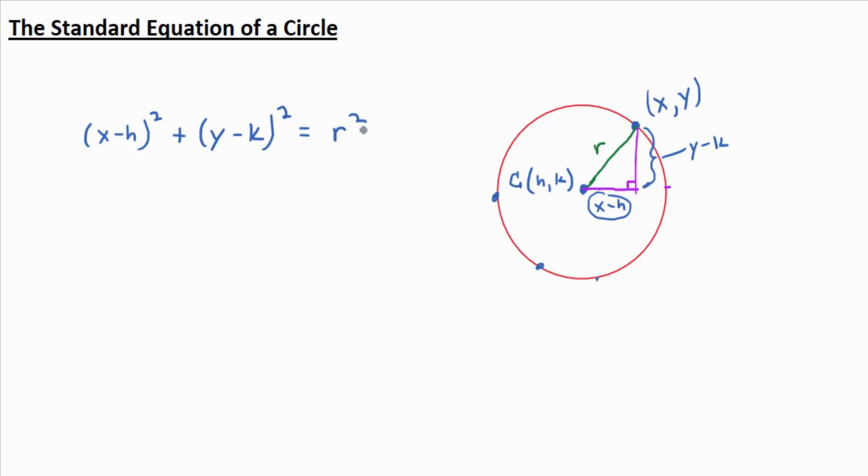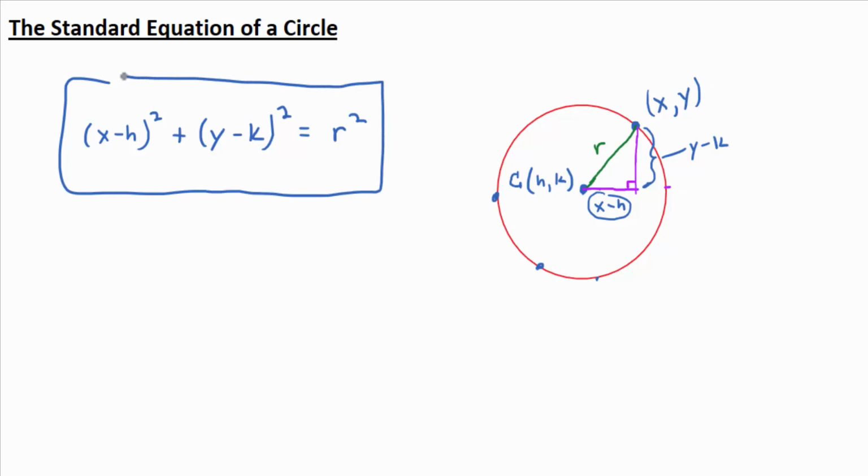Hey, well wait, h and k is fixed, r is fixed. We've got an equation with two variables, x and y. That's it, that must be the equation of a circle. And in fact, we call it the standard equation of a circle, that's it.